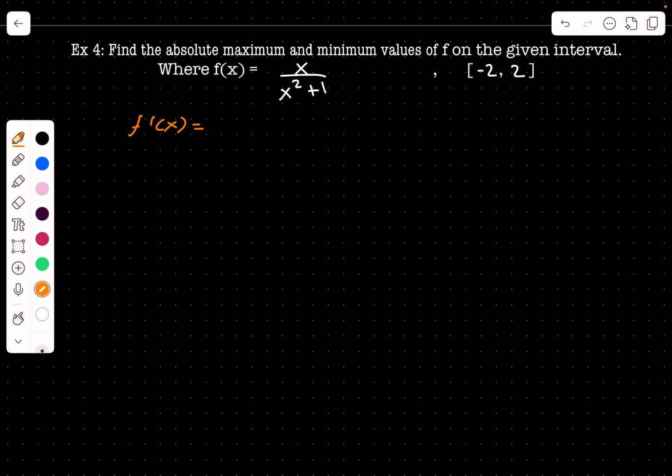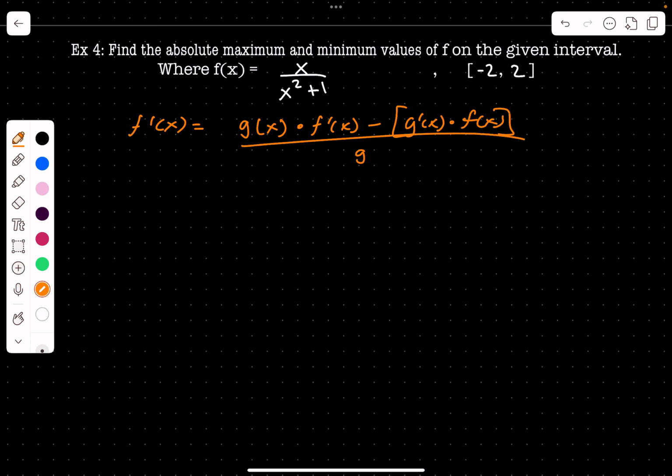So we have to do g of x times f prime of x minus g prime of x times f of x, all over g of x squared, where g of x is our denominator and f of x is our numerator. So let's solve that now.